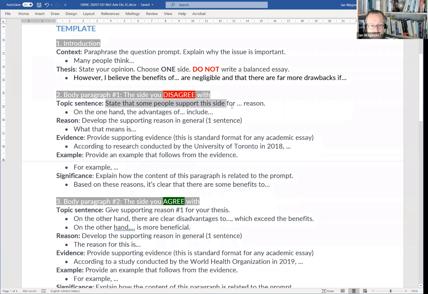State that some people support this side for X reason. Okay, so on the one hand, the advantages of include, okay, give your reason, provide supporting evidence if that's relevant, provide an example, and finish off by saying based on these reasons, it's clear that there are some benefits to the first side. Remember, nothing is black and white. Even if you disagree with one side, there are obvious benefits to that side. That's why people choose that side.